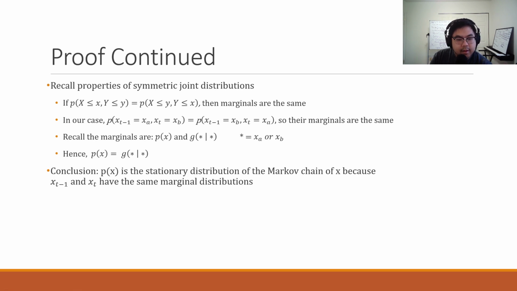That is a proof, and I will explain in the next slide why, in my opinion, it's not complete, but that is why the last iteration and the next iteration have the same marginal distributions, and the P of x is the stationary distribution.